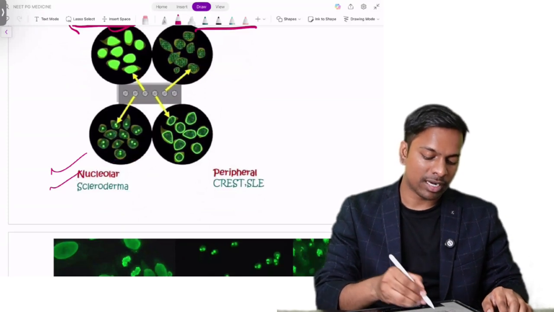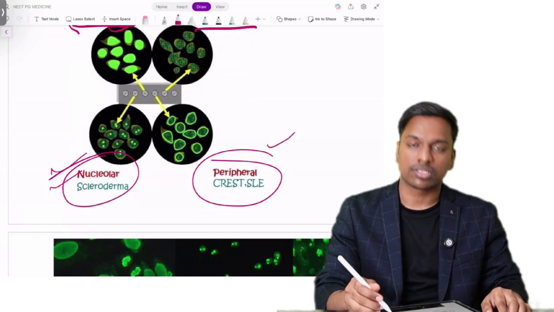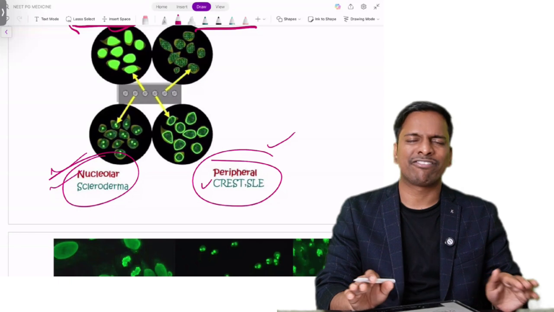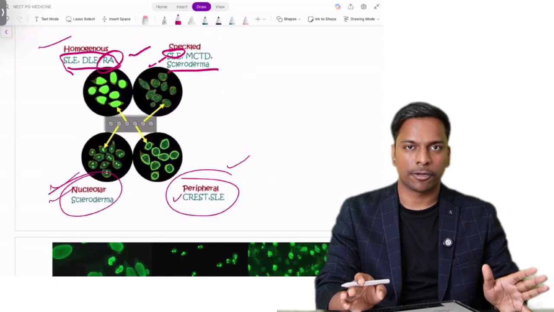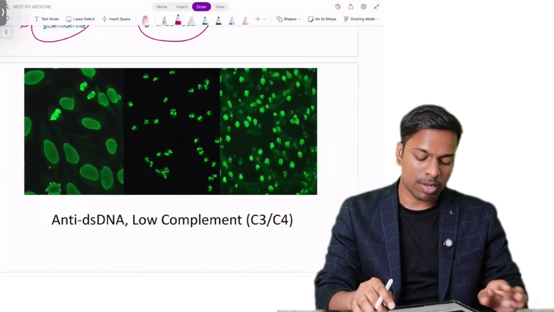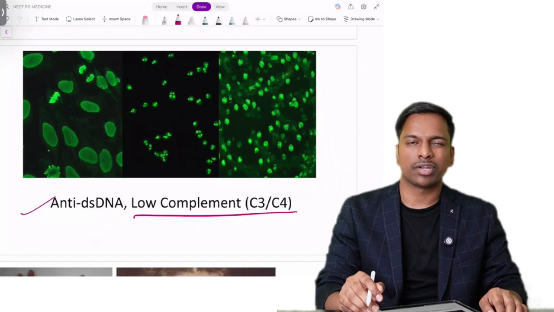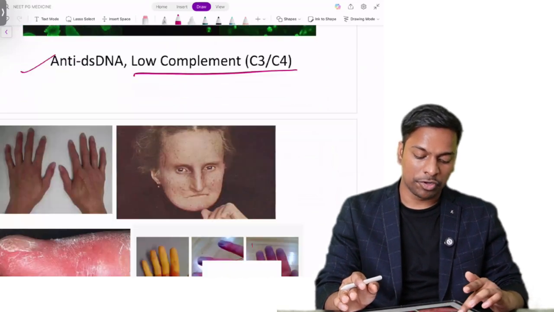And more important than that, if the patient has a peripheral appearance on the immunofluorescence of the antibodies, basically autoantibodies, then that is CREST syndrome. Very, very important. 100% one question will be there from this topic. So we can see this is a homogeneous type of anti-dsDNA, and low complement C3, C4 is seen typically in SLE patients. Apart from that, we have a new condition over there.